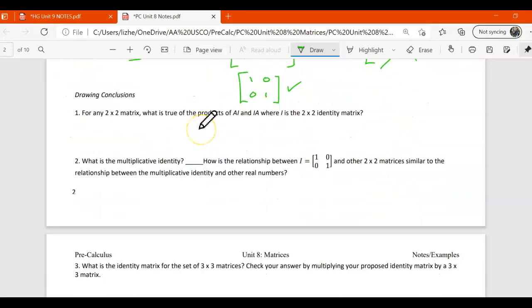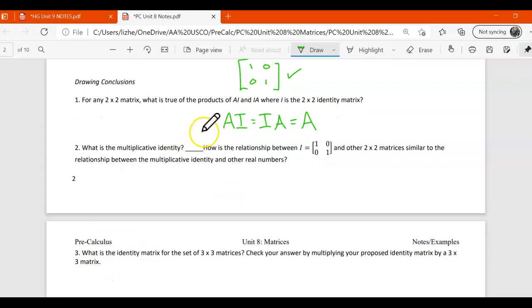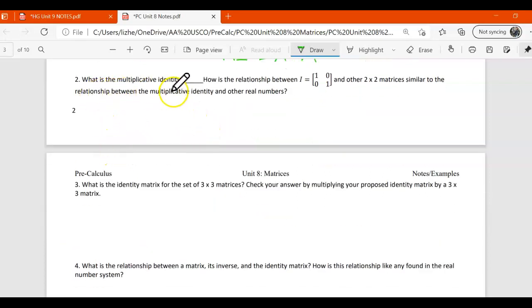For any 2 by 2 matrix A, what is true of the products of A times the identity and the identity times A, where I is the 2 by 2 identity matrix? So what do we know about that? We know that A times the identity is the same as the identity times A, and both of them will equal the A matrix.